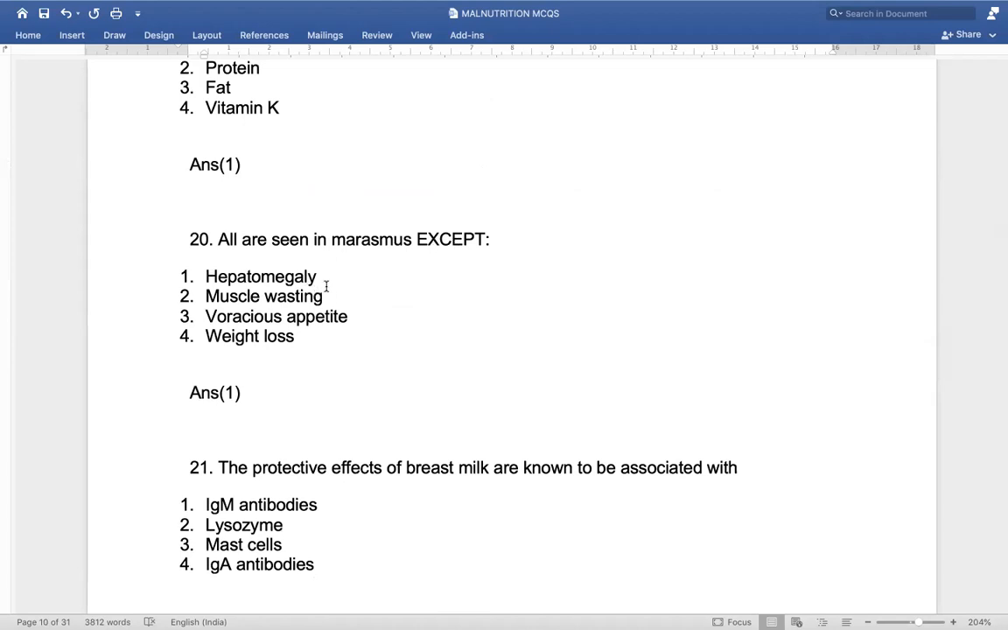So marasmus, as I told, M for muscle wasting, M for fat loss, and M good appetite will be there. So weight loss is common to both and marked in marasmus. So hepatomegaly is a finding of kwashiorkor. Though it is not a diagnostic criteria, you always should know that hepatomegaly is present in kwashiorkor, whereas marasmus will have a shrunken liver.